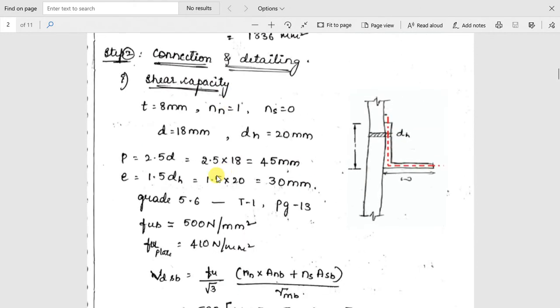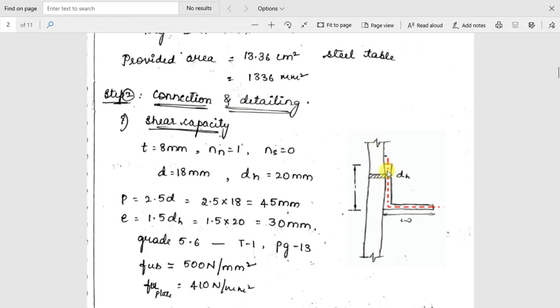So the next step will be connection and detailing. So first I will be calculating shear capacity. Here the angle will be connected to a gusset plate. If the thickness of the gusset plate is mentioned, well and good, or else you have to assume the thickness of the gusset plate. The angle section is ready. We have chosen the angle section, it is 175x8. So the thickness of this angle leg is 8 mm. Assuming that the thickness of the gusset plate is 12 mm, if you compare 12 and 8 mm, the least will be 8 mm.